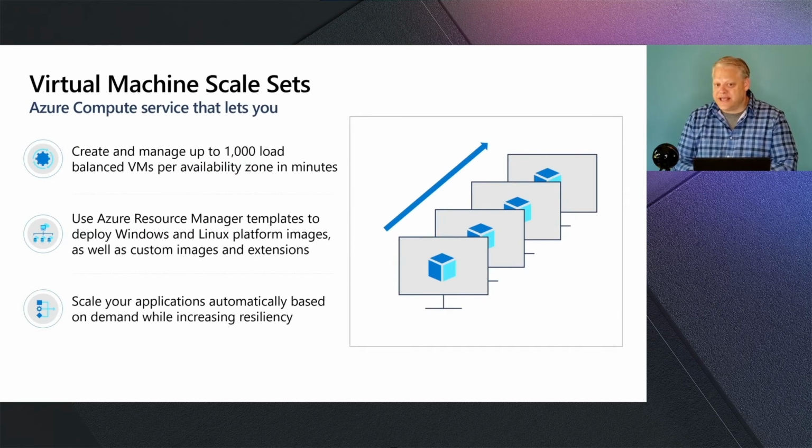Now, with virtual machine scale sets, we continue to add functionality that allows you to run the largest workloads on the planet within those systems. You can scale up to 1,000 virtual machines per zone, so up to 3,000 VMs across the zone, and you can easily deploy those and scale those using the Azure Resource Manager.